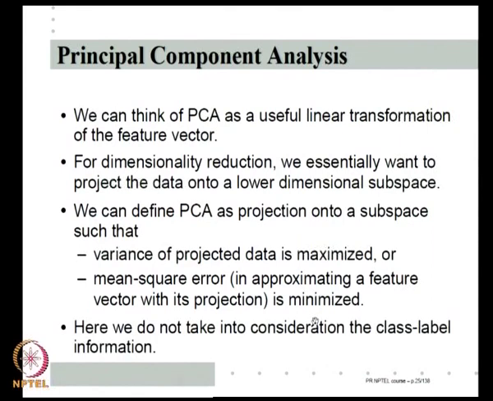I just want you to understand that here we are not considering the class label information at all. We are just looking at all the data and asking, if I want to project it to a smaller dimensional subspace, which subspace will give me the best approximation, right. We are not bothered about which is the best approximation based on the class label information. So, this has nothing to do with the class label; we are just given a large set of data vectors, and we ask what is the best low dimensional representation of the data vectors. Okay.